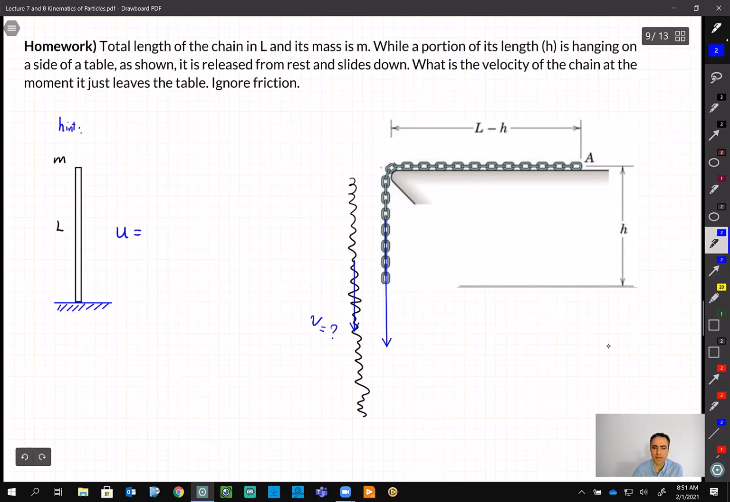Let me check the chat. Yes, you guys are right. It's half of mgh. So we can assume that the whole mass is gathered at the center, which we call the center of mass, or we show it by G. So then our energy is going to be mg times half of L.